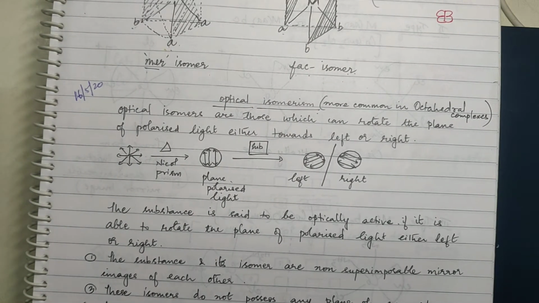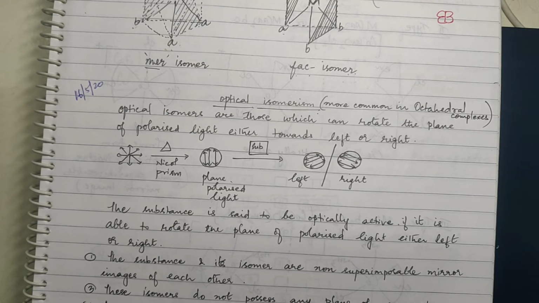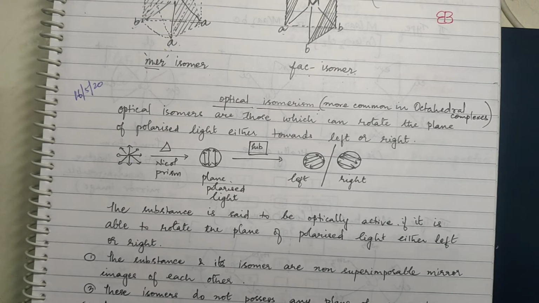Now the next concept that we are going to see is optical isomerism. Now this optical isomerism is more common in octahedral complexes. Now what are optical isomers? We have studied in organic chemistry what optical isomers are. Those which can rotate the plane of polarized light either towards left or towards right are called optical isomers.